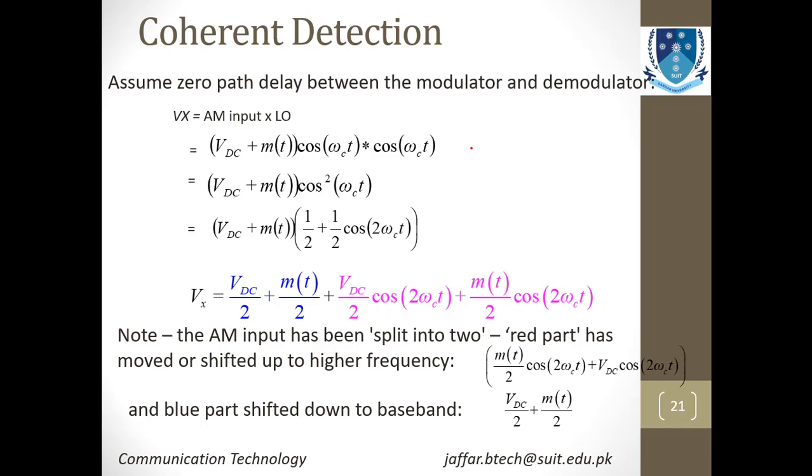So here you can see the derivation of how this coherent detection or demodulation occurs, assuming zero path delay between the modulator and the demodulator. After solving, if you multiply your input with the local oscillator, and as I've told you, the local oscillator has to be of the same frequency as the carrier frequency on the transmitting end, you will multiply this whole equation, and if you solve this you will get VDC divided by 2 plus m(t) divided by 2, which means your message signal will be received as it was sent.